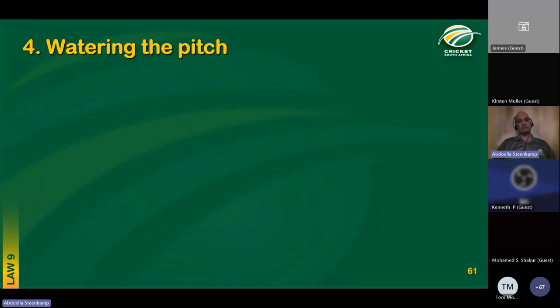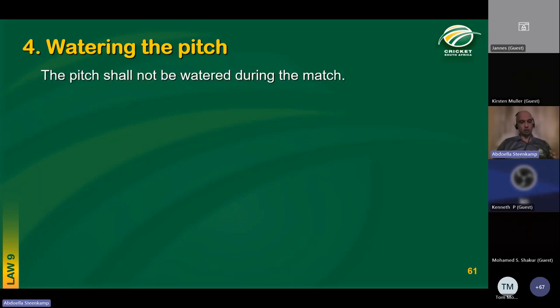Are you allowed to water the pitch after the game has started? No, you are not allowed to water the pitch at all after the game has started.